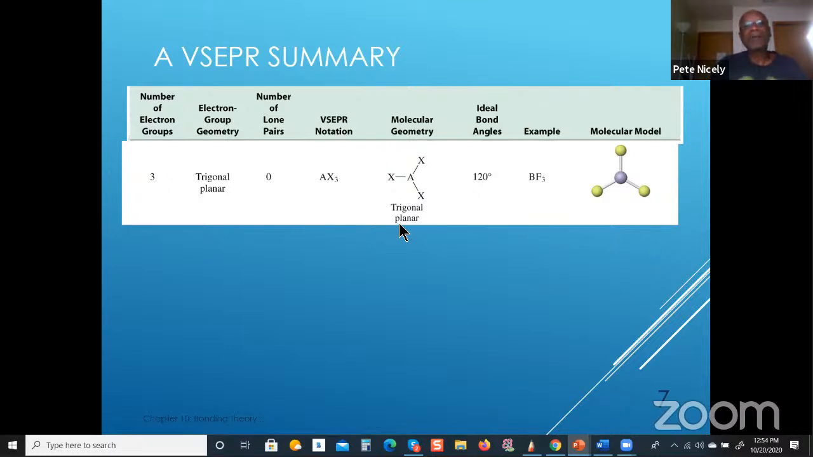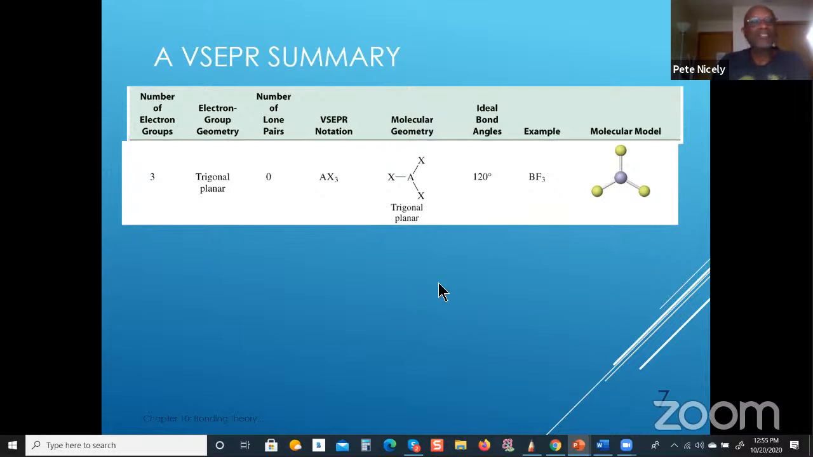So basically, the shape adopted by the molecule will be the same as the geometry as far as the electron groups are concerned, because all the electron groups are basically bonds to other atoms. So therefore, the shape adopted by the molecule will be trigonal planar, and the bond angles will be 120 degrees. One good example of this is boron trifluoride, where this is the arrangement. So any molecule that has a central atom bonded to 3 other atoms, and no lone pairs on the central atom, the shape adopted by that molecule would be trigonal planar, and the bond angles would be 120 degrees.